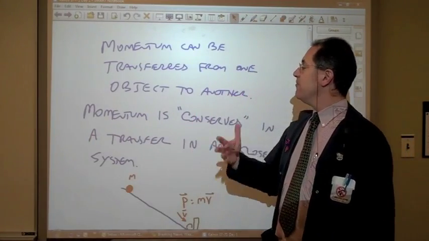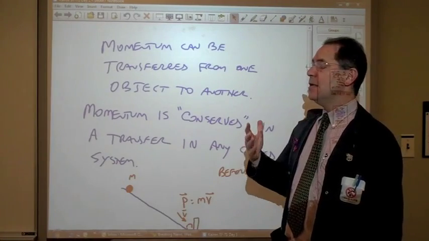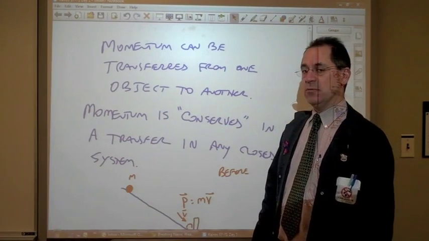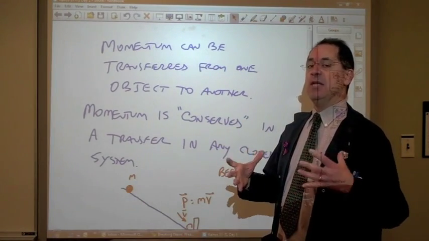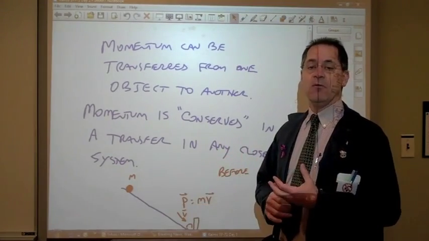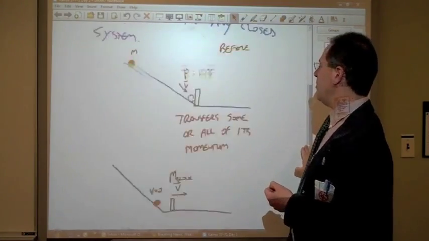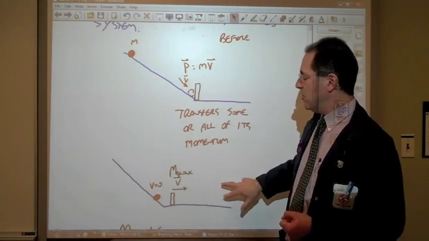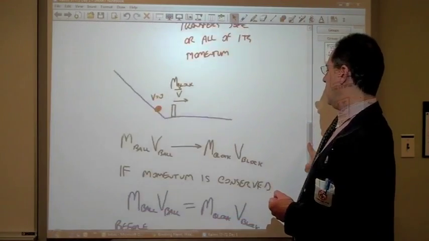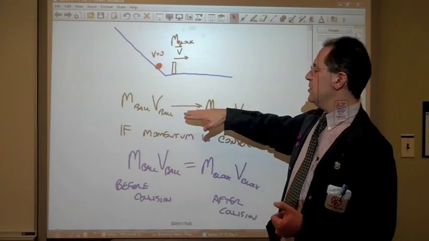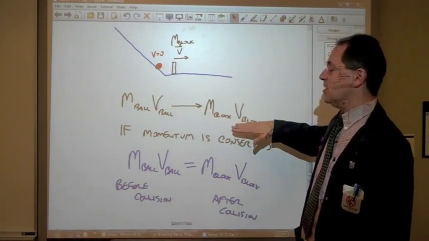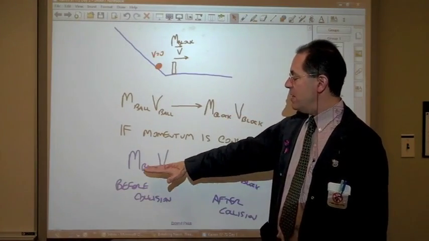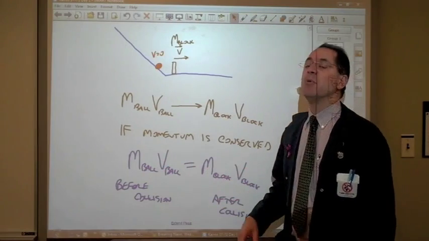Momentum can be transferred from one object to another. Newton said momentum is conserved in a transfer in any closed system. So the amount of momentum you have in a system remains constant, even though it could be transferred from one object to the next. The experiment we did yesterday was the ball rolling down the hill and transferring its momentum to a block, which caused the block to move away. The momentum of the ball ends up going to the momentum of the block, and if it gives it all its momentum, you can say before collision, whatever momentum the ball had became the block's momentum after collision.